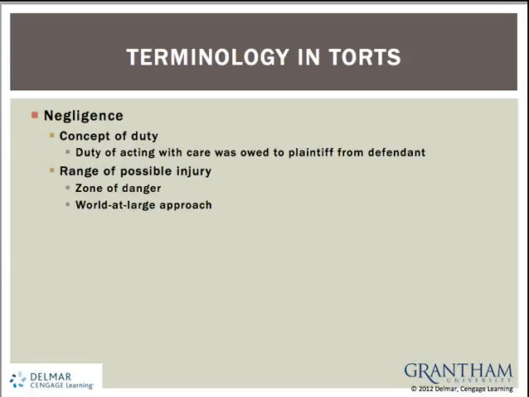Proximate cause is concerned with whether it's fair to hold the defendant liable for the plaintiff's injuries. So in the example of the person walking clumsily and running into the plaintiff, thereby causing the plaintiff harm, we can see that both cause in fact and proximate cause exist. Cause in fact exists because we can say that the defendant's negligence was a substantial factor in the plaintiff's harm, or in some jurisdictions that but for the defendant's negligent action, the plaintiff would not have suffered harm. Proximate cause exists because there's a direct link between the negligence of walking clumsily and the plaintiff's injuries.